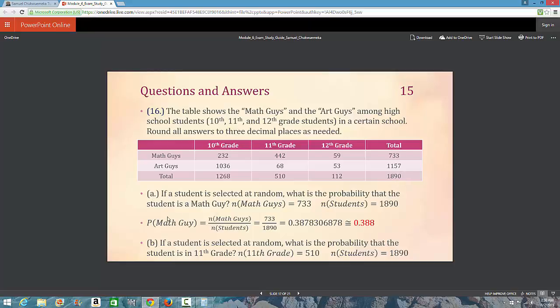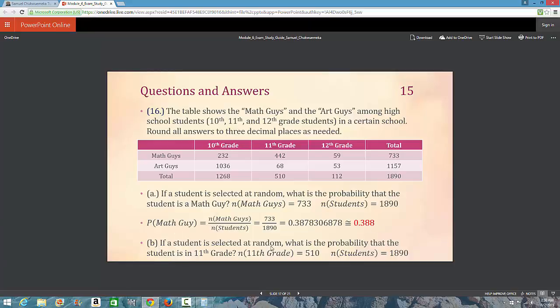So, A, if a student is selected at random, what is the probability that the student is a math guy? So we are looking at how many math guys do we have? 733, because they said math guy. How many students do we have? 1,890 students. So probability of math guy will be 733 divided by 1890, and that gives you approximately 0.388.